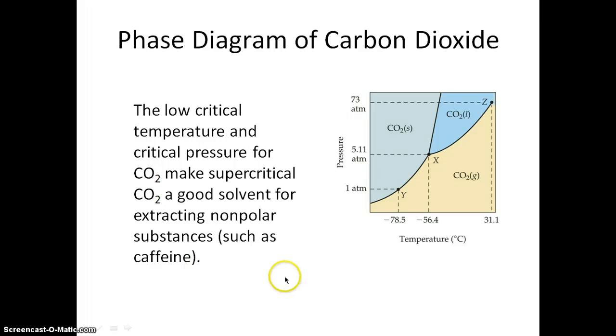So, looking at the phase diagram of carbon dioxide specifically, the low critical temperature and critical pressure for carbon dioxide make supercritical CO2 a good solvent for extracting nonpolar substances such as caffeine. We've talked about this because we can form liquid carbon dioxide. What we can do is it can actually go into the coffee bean and dissolve the nonpolar caffeine, because like dissolves like, and extract it from the coffee. You can just change the pressure and then you lose your carbon dioxide. It changes into a gas.